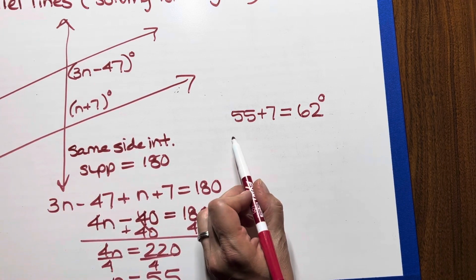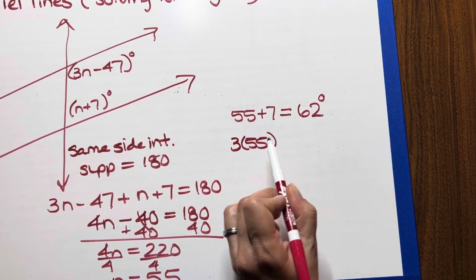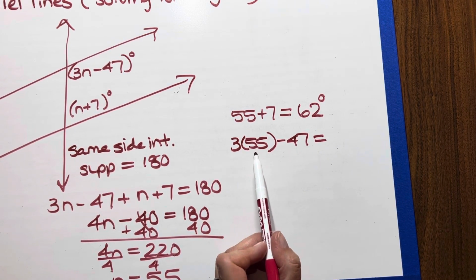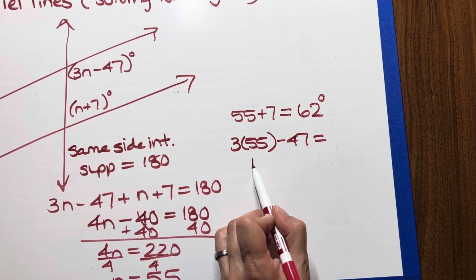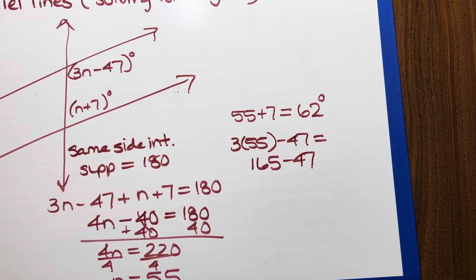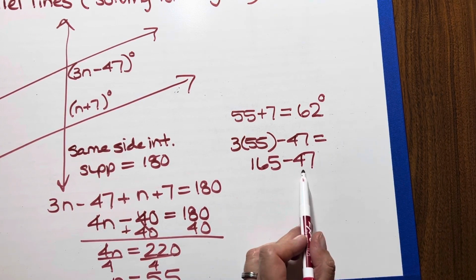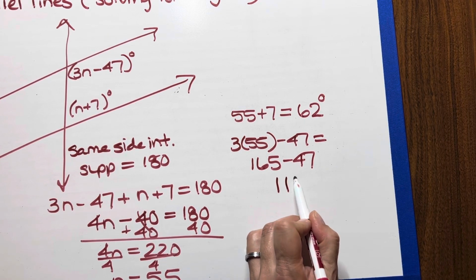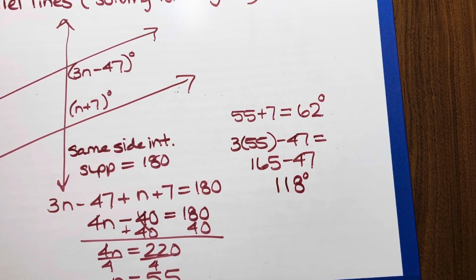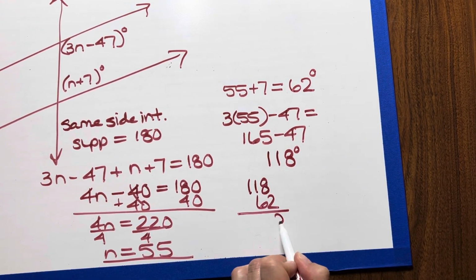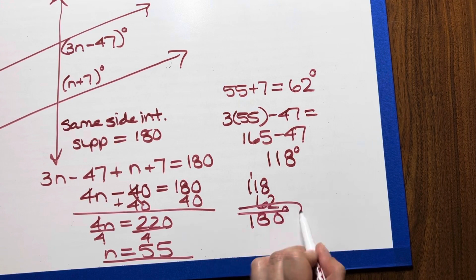These have to add up to 180. So let's plug in the 55 here for n and see what we get. So 3 times 55 is going to give us 165 minus 47. And when I subtract that, I'm going to get 118 degrees. And if I go back and add up 118 degrees plus 62, I get 180.